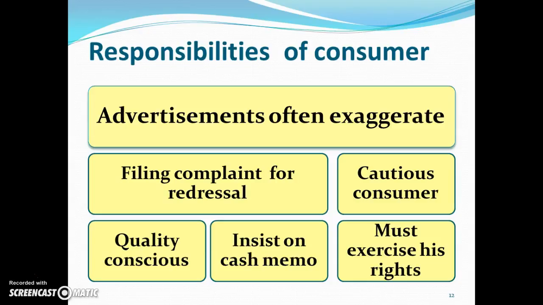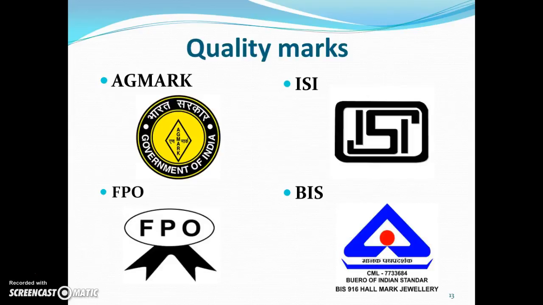Many times you will find that even though there is some problem in the product or goods, people still don't file a complaint for redressal and say that nothing can be done about it. But the consumer must file a complaint for redressal. Consumers must be cautious, they should see the quality, insist on a cash memo, and must exercise their rights. Whenever a consumer is buying things, they must insist on the quality marks given by the government. These are a few quality marks: the Agmark, the ISI mark, and so on.